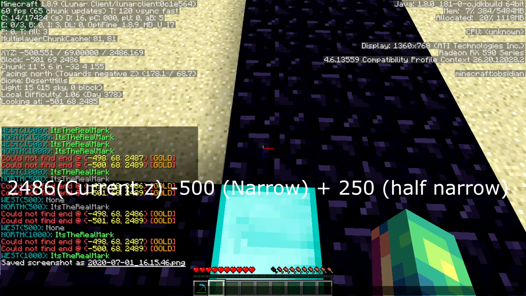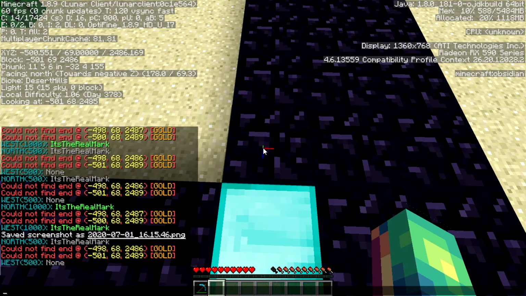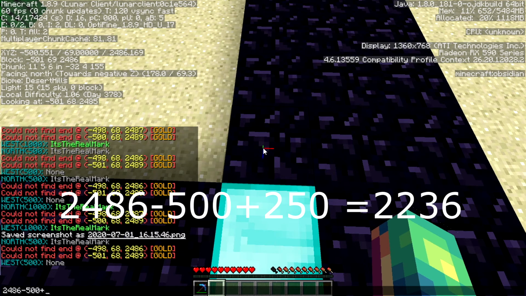I'm going to add half of my narrow, which is 250, and that should be the mid coordinates on his set axis on the north side. So what I calculated was 2486 minus 500 plus half of my narrow, which gives me 2236 on set. So those are mid coordinates for the 500 area.